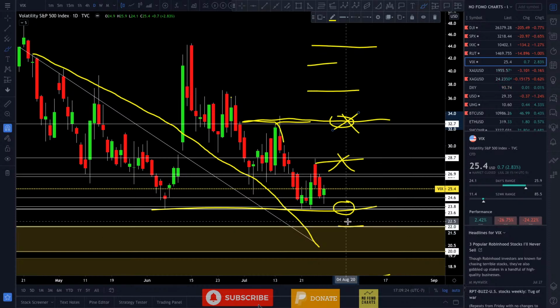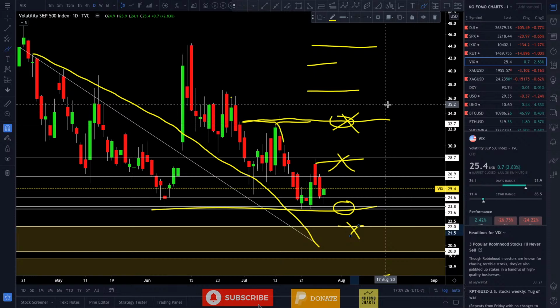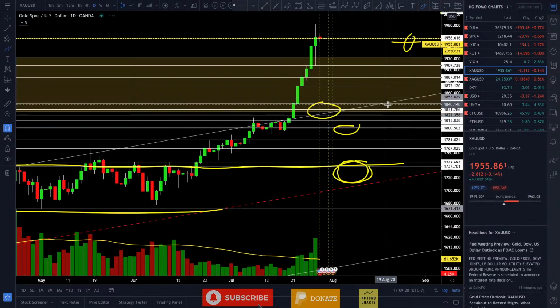To the downside, also X marks the spot right down here. You just have to see the market reaction. Okay, next, the big story everyone's talking about this month: gold. Gold, XAU/USD, OANDA, this is the Forex chart.